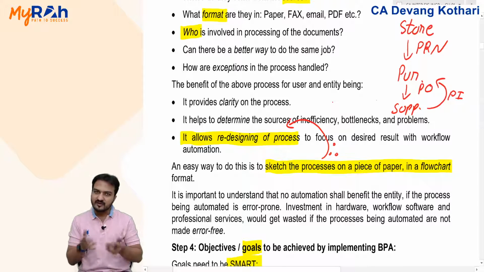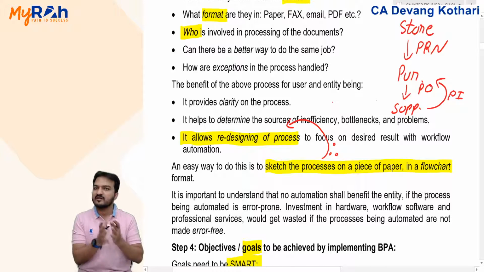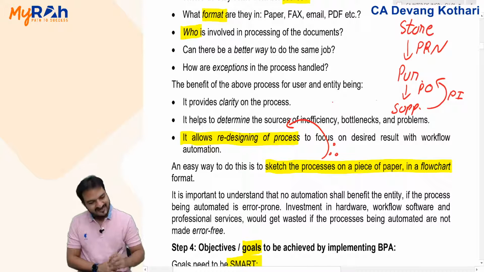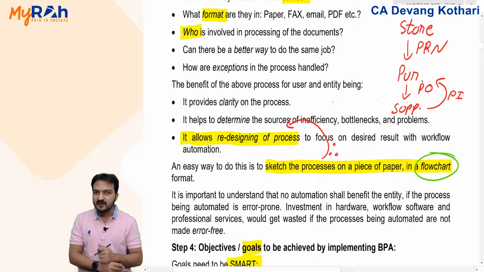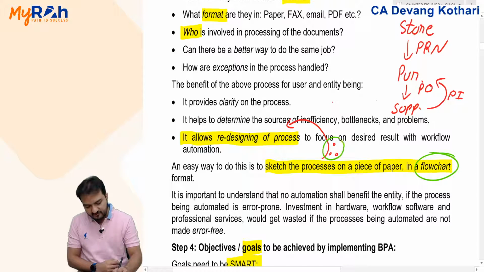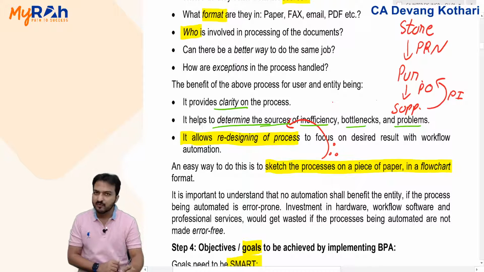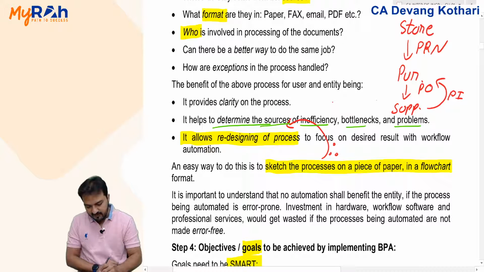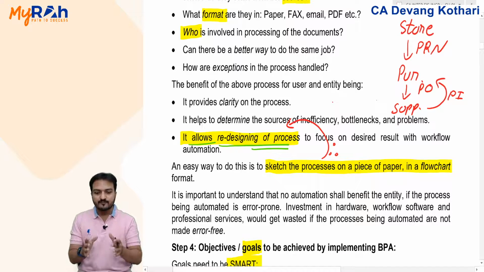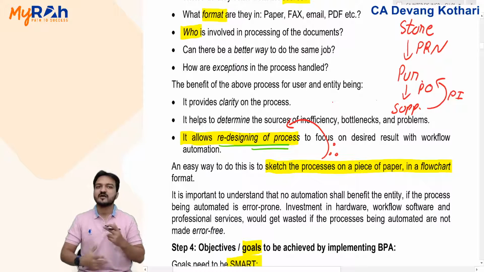Programmer will then convert that flowchart into the computer language, machine language. So that was the reason we make the flowchart. Flowchart is also a type of document that I have to make. And the biggest benefit of making that flowchart is that it will give you clarity of the process. It will help you determine the sources of inefficiency, bottlenecks and problems in the process. And mainly it will allow you to redesign the process. Once you know what is the process, then it will help you to redesign the process.